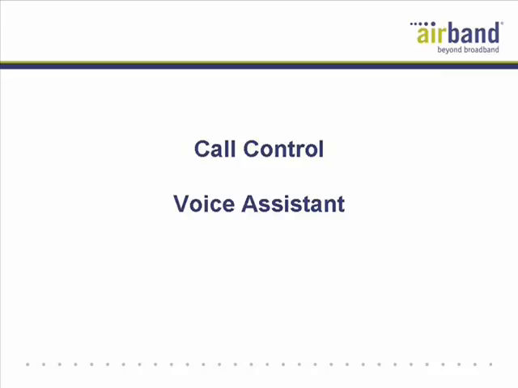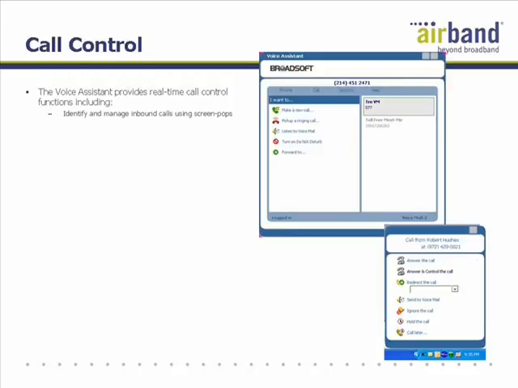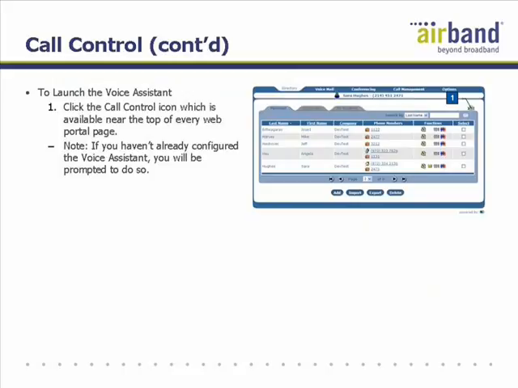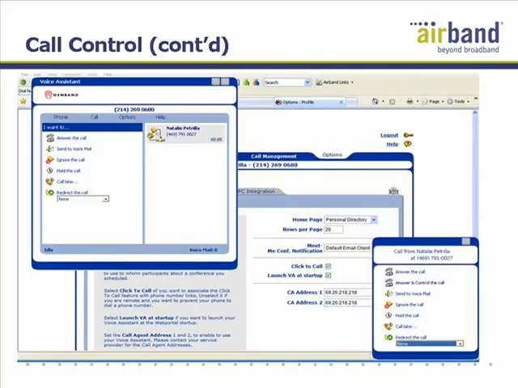The Voice Assistant provides call controls using screen pop-ups. To launch the Voice Assistant, click the call control icon near the top right of every portal page. When an inbound call is received, a screen pop-up will identify the call with the caller's name and number if available. You can then manage the call by selecting one of the available choices.